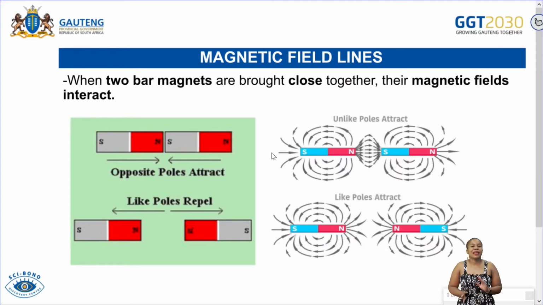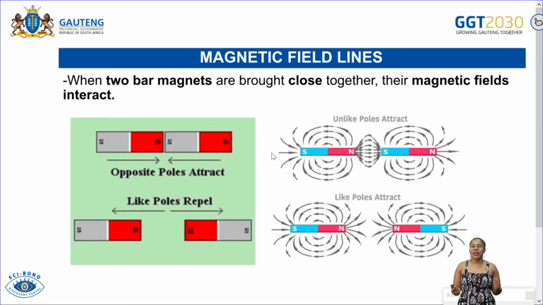Then, what happens when two bar magnets are brought closer to each other? Okay, now it depends on the type of poles that are interacting at that particular time. Now, when two bar magnets are brought close together, their magnetic fields interact. All right, so we sum it up nicely by saying, unlike poles, meaning your north as well as your south, are being brought together. So what you find is that their magnetic fields then interact and cause the two poles to attract one another.